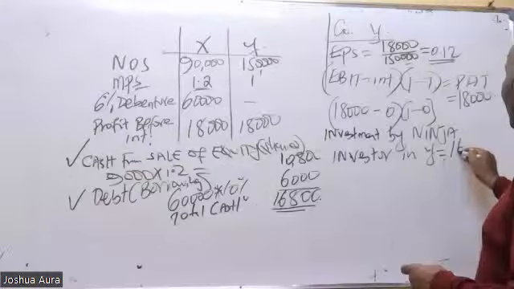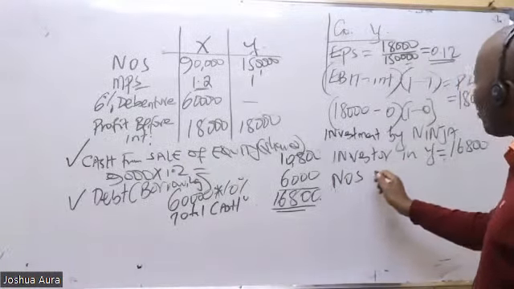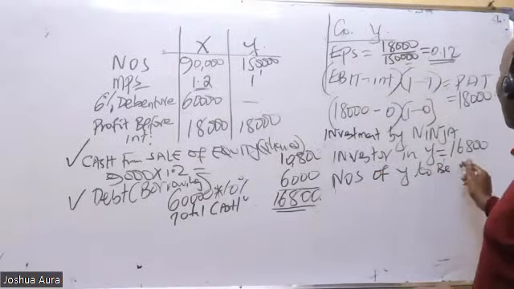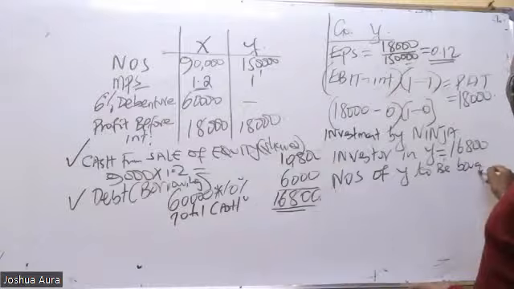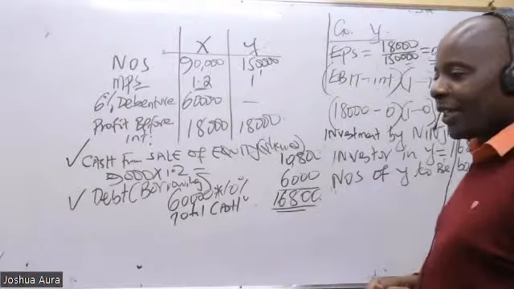This guy is taking 16,800. Then how many shares of Y are to be bought? Number of shares of Y to be bought. How many will it be, this ninja?